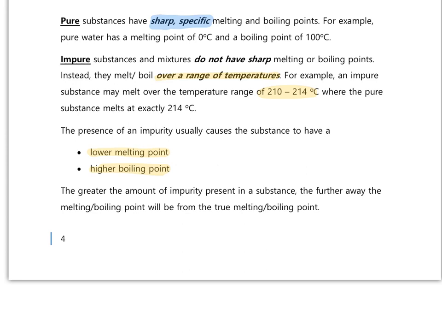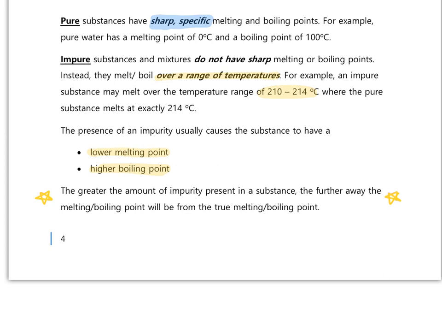And the more impure it is, in other words, the greater the amount of other substances present in the substance, the further away the melting point and boiling point will be from the true melting point or boiling point. So say, for example, we were talking about that substance that has a melting point of 214 degrees C. Well, if it had then a melting point of 210 degrees C, we can see that it's impure because it's a lower melting point than expected.